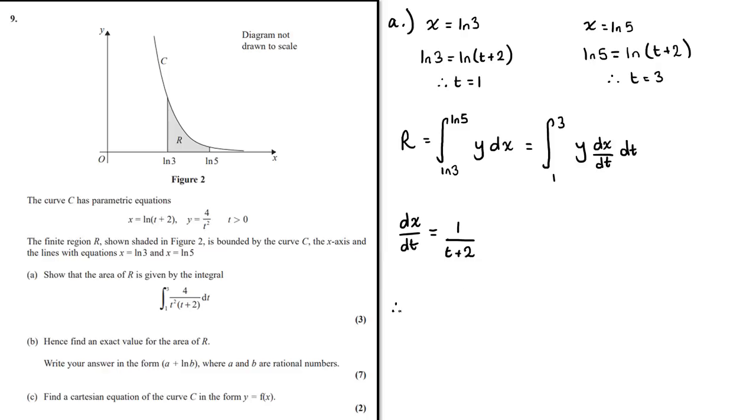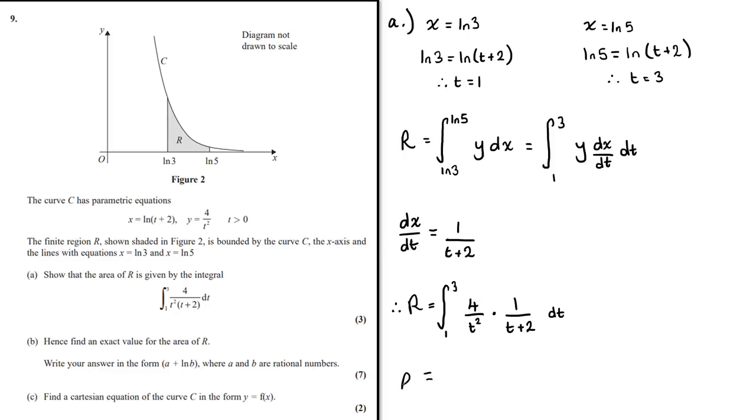Therefore, R in this case is the integral from 1 to 3 of y, which we just said is 4 over t squared, and then we times this by dx by dt, which is 1 over t plus 2. And this is all with respect to t, so we get dt. Now, we're pretty much there. We just need to write it in the form that they've got.